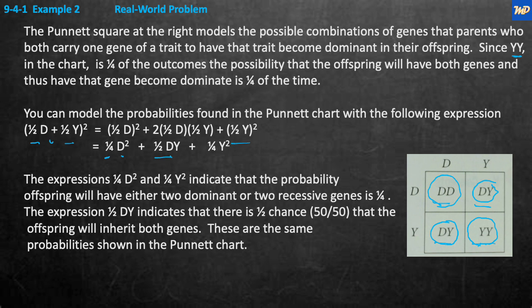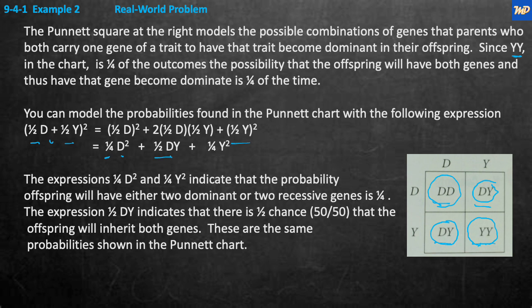So this equation kind of matches and mimics this little box. And this is the same probability shown in the Punnett chart. So this is exactly what we have. A quarter of the time it's two D's, a quarter of the time it's two Y's, and half the time it's a D and a Y. That's what they're trying to say here. I hope that you understand it.